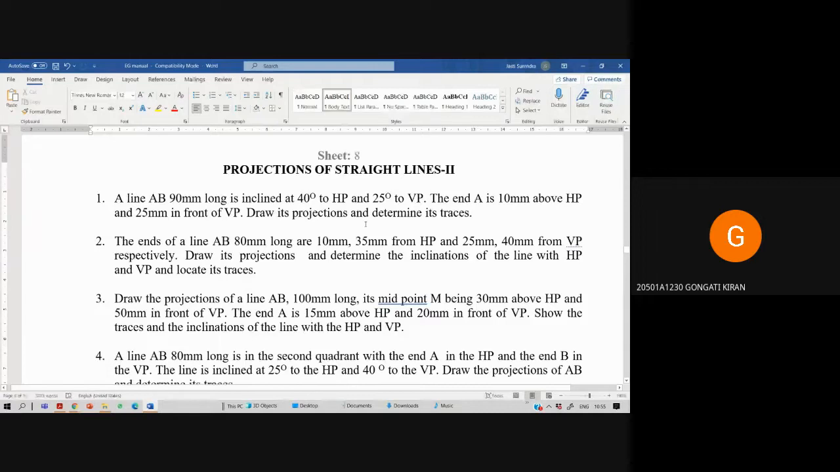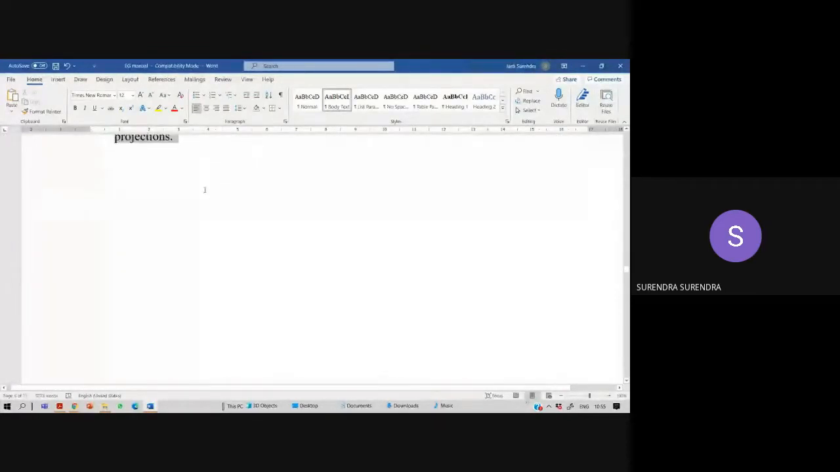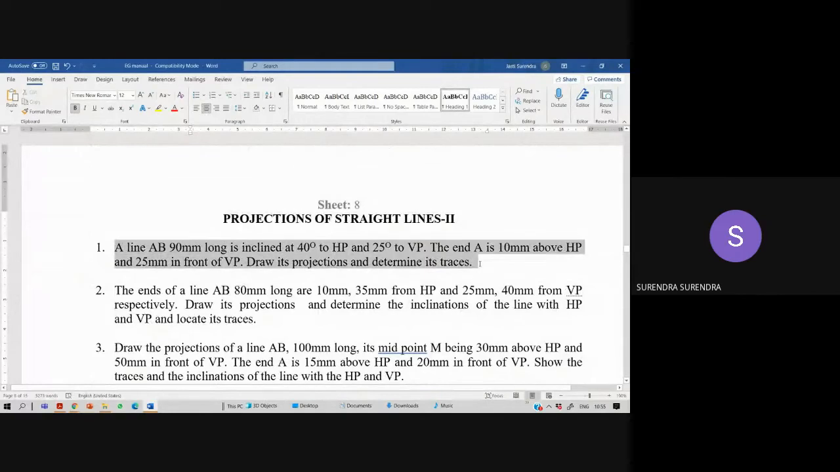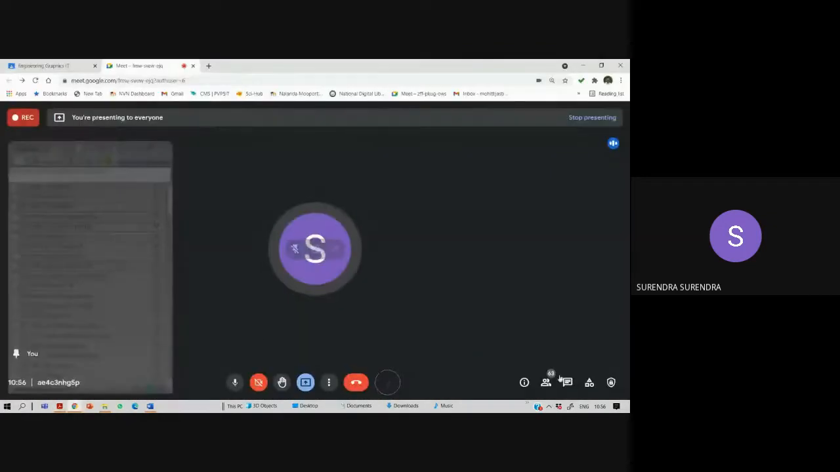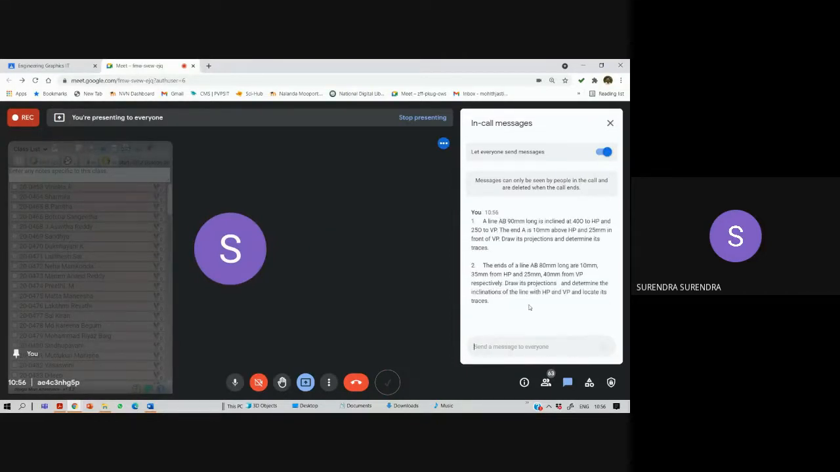Sir, could you please send it to the WhatsApp group? Yeah, I will share this. Actually, I don't have this file directly. No need of all these problems, that's why I have not shared it. I think all of you are online, so I'm sharing it in the chat box. Okay. So first I'm sharing the two problems. After completion of the class, I will share it in the WhatsApp. You can also see it in your chat box.